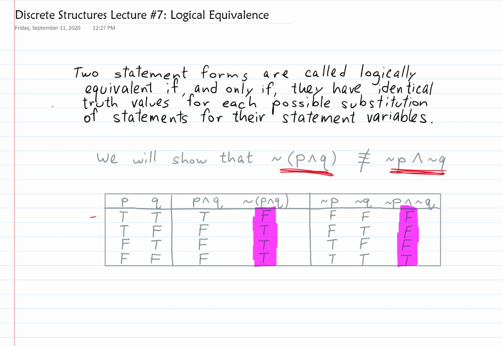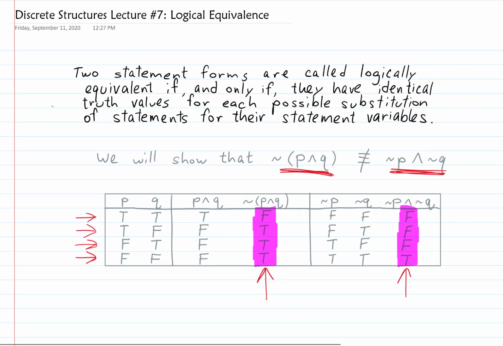Because these four rows show all possible truth and falsity of statements substituted into the variables. And what we see in these two columns is that our two statement forms we're asked about don't have identical truth values for each of those possibilities.